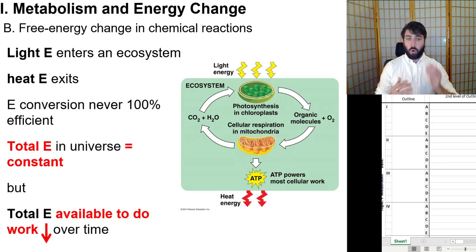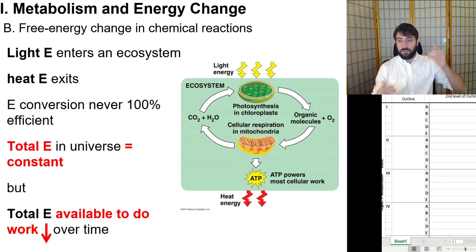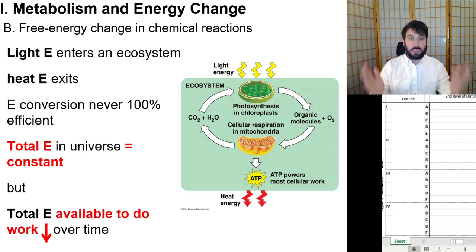So while the total energy in the system is constant over time, the amount of energy available to do work will decrease as some of it gets wasted as heat, right? So if we include heat in our measure of how much energy is in the system, the total energy won't go down, but the amount of energy to do work will go down because now it's heat and you can't really do anything with that. Okay.